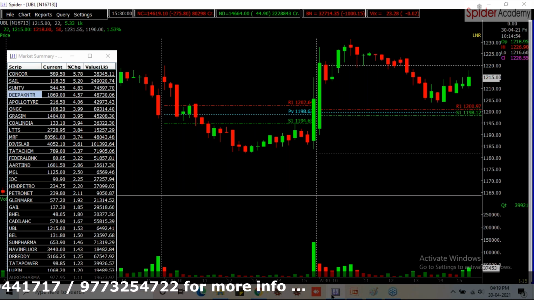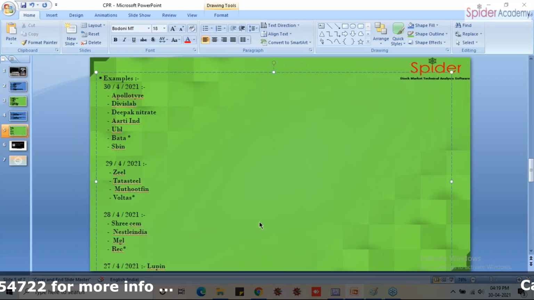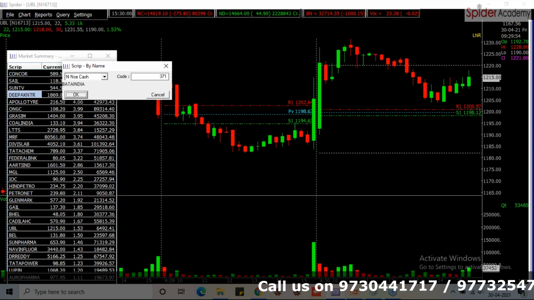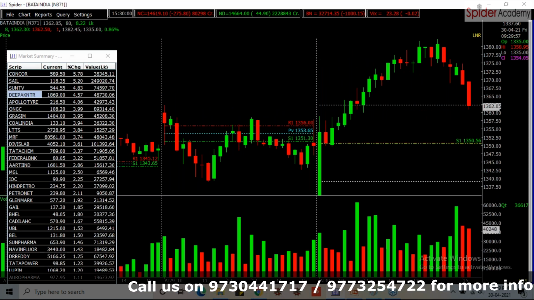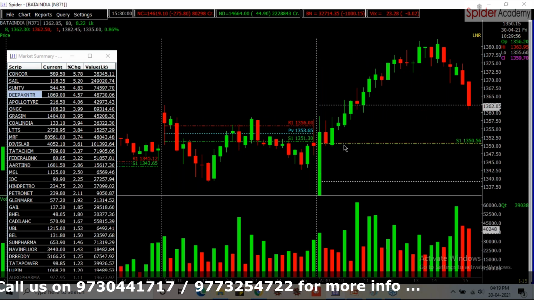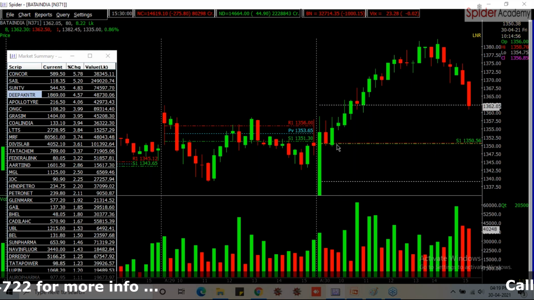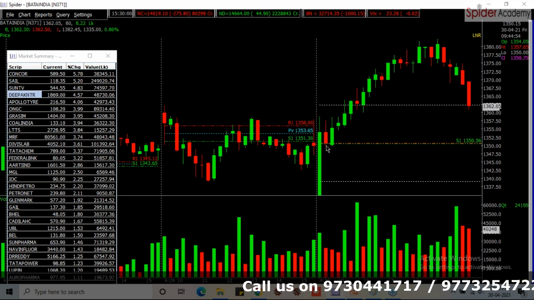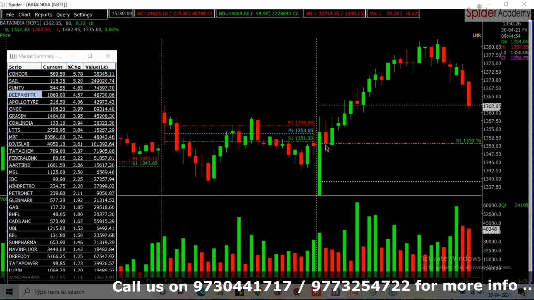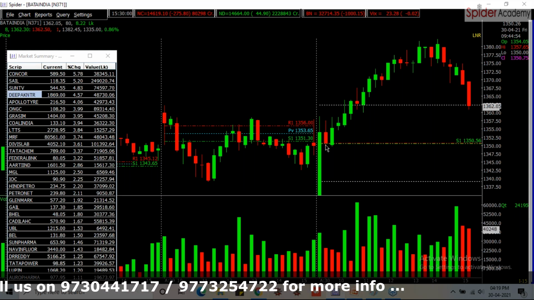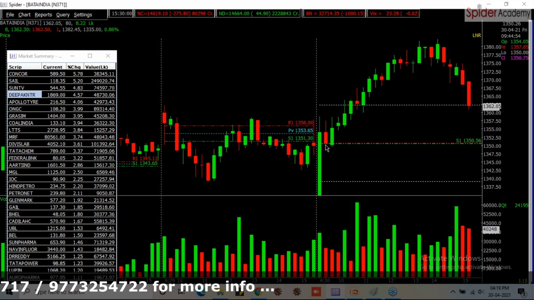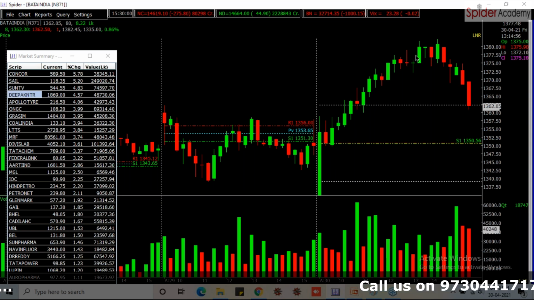After this, we have an example of Bata. So in Bata India, here we can see that today's CPR is tight, very tight. Okay. So personally, I will suggest you don't go for such kind of tight CPR moves, because this kind of day may be a volatile day, a much volatile day. But for this Bata, we can see it has moved upwards only.